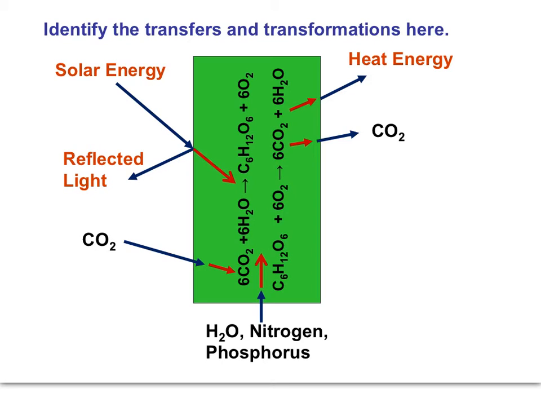Pay attention. Light arrives at the surface and some reflects. Reflection involves no change in energy, so this is a transfer. The plant takes up carbon dioxide. The carbon dioxide diffuses into the plant. This is a transfer. And then the plant transforms the carbon dioxide into glucose. This is a transformation, photosynthesis.